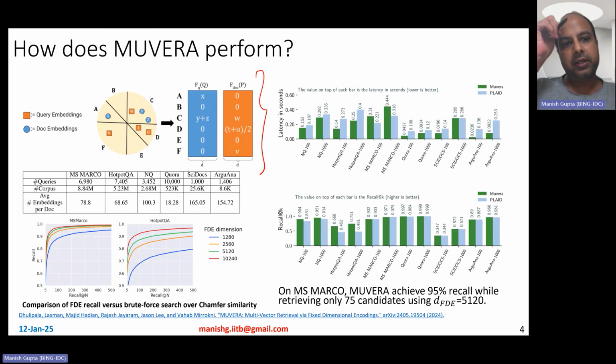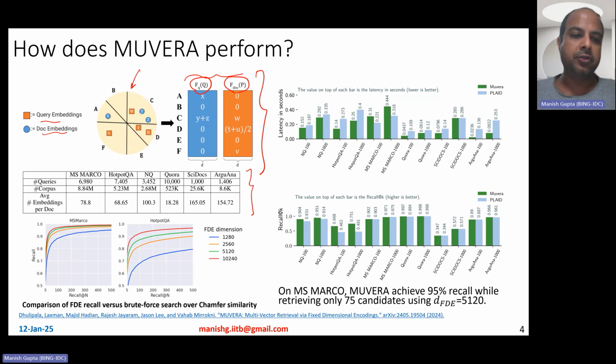So essentially, if you were doing LSH and you divided the entire space into 6 different clusters, there are these blue ones, which are document embeddings, and orange ones, which are query embeddings. You can estimate the Chamfer similarity in this multi-vector space by just doing cosine similarity between these two fixed dimensional encodings computed using Muvera. Okay.